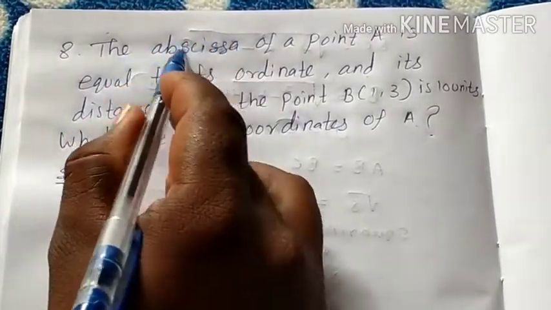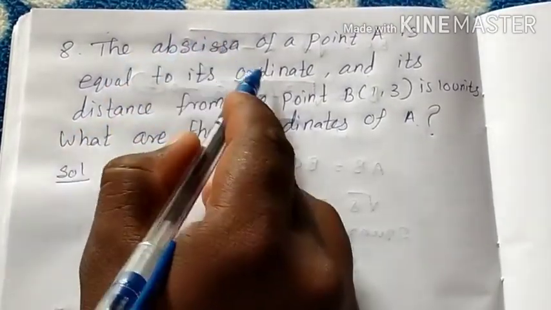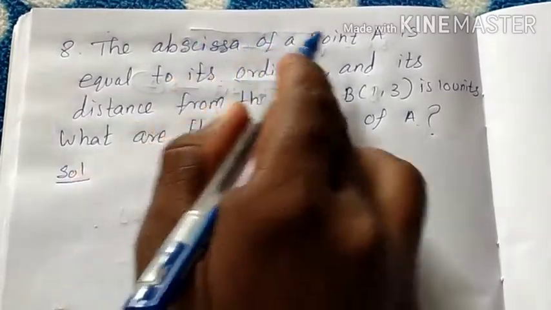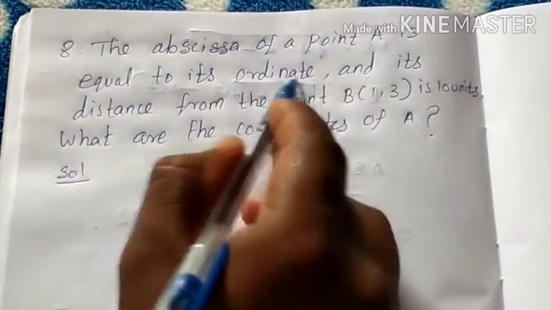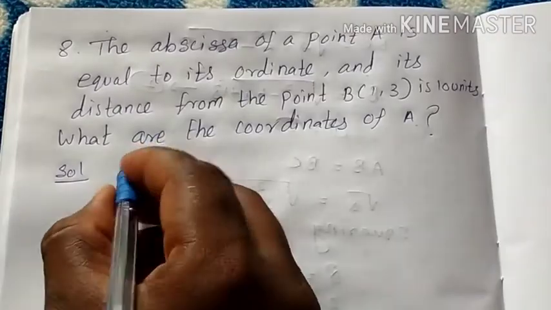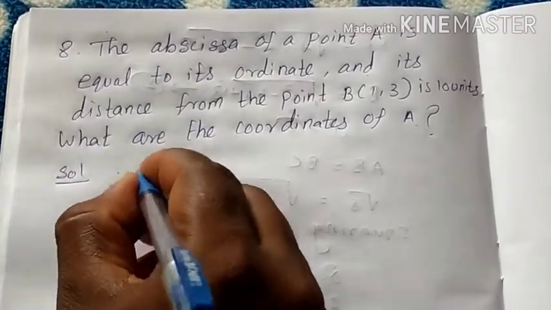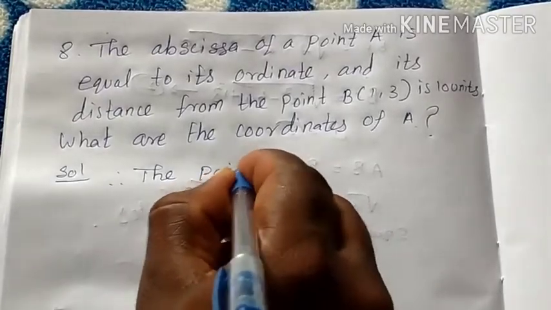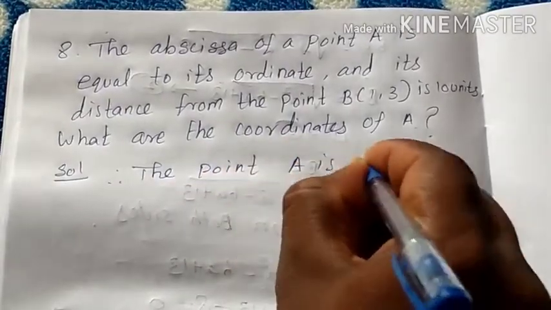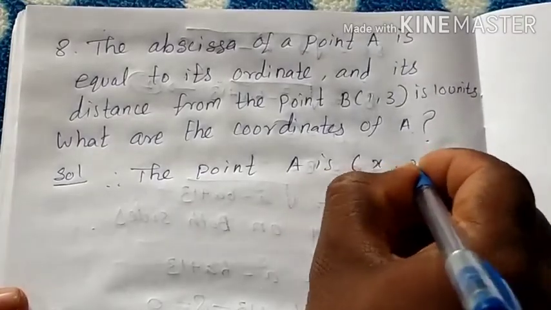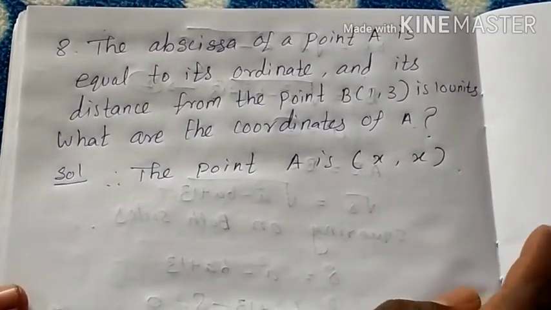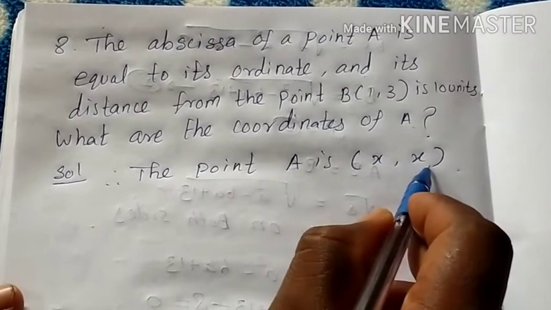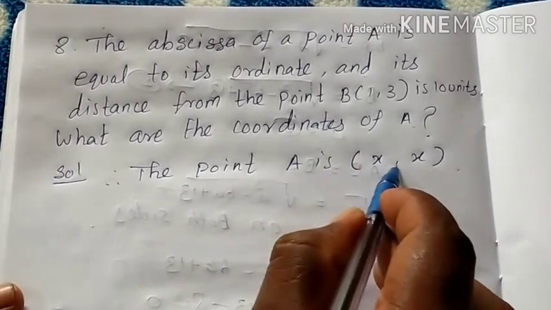The abscissa represents the x-axis, ordinate means y-axis. So the x-axis value of the point is equal to the y-axis value. Therefore, the point A is (x, x), or (a, a). Assume any one unknown value. Okay, the point A is (x, x).